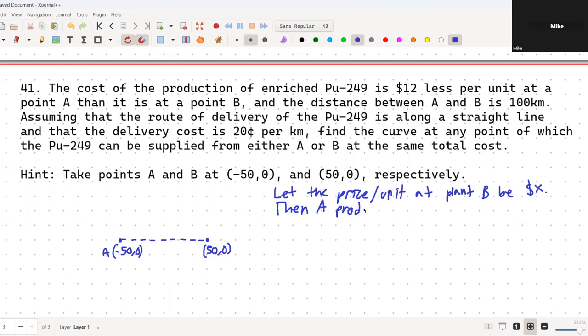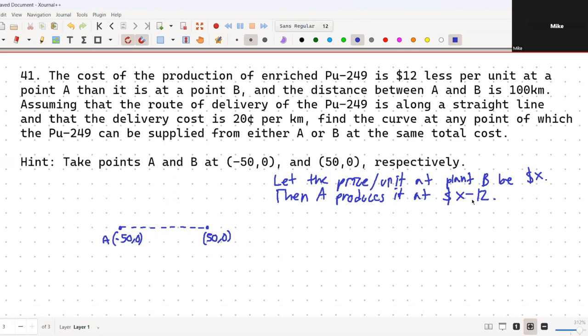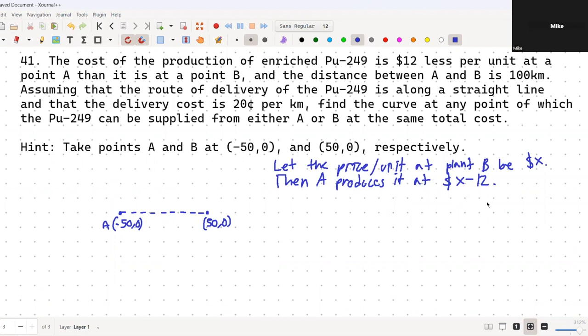It's equal to... tapos the cost of goods, I think cost of goods na lang, kasi delivery plus yung production yan eh, total cost from A.